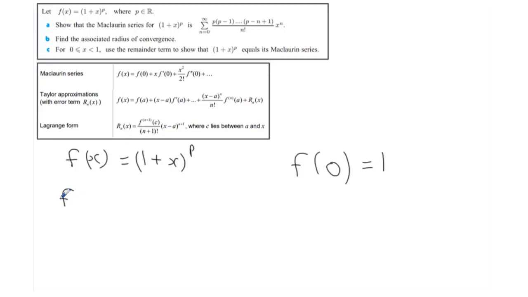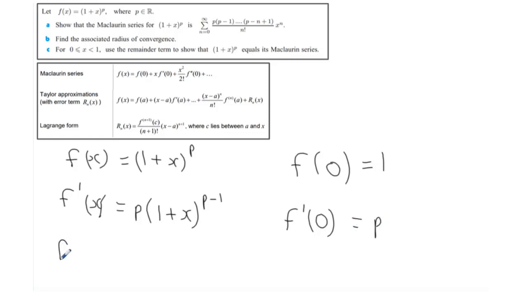F dash of x, simple enough derivative, you bring the power to the front, so that's going to be p times the bit in the bracket, (1 plus x) to the power of p minus 1, we drop the power by 1, and then times the derivative of the bit in the bracket, which is just 1, so it doesn't do anything. So f dash of 0 is going to be p times (1 plus 0) to the power p minus 1. Well, 1 plus 0 is just 1. 1 to the power p minus 1 will still be 1. So it's just p.